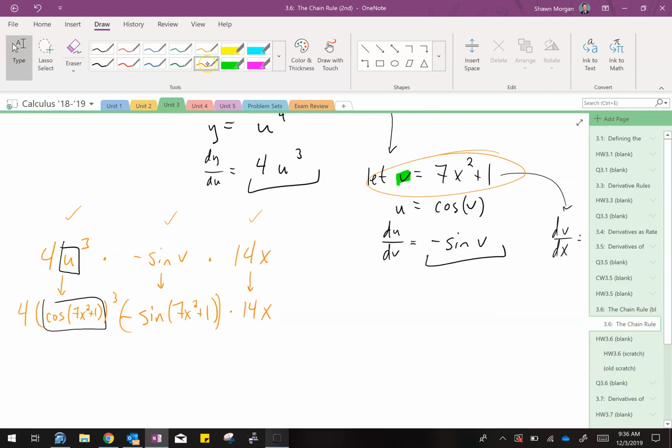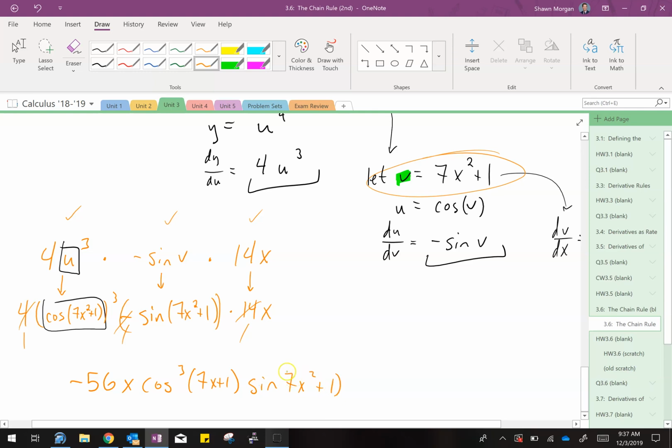And we need to clean our answer up, and I'm kind of thinking that some of y'all might have already done this. We've got a 4, we've got a negative sign, and we've got a 14. Let's put all that together. 4 times 14, would that be 56? So we're going to have a negative 56. So I got my 4 out of the way, I got my negative out of the way, and my 14 out of the way. Let's put an x there. Let's do cosine cubed, 7x squared plus 1. And then let's do sine 7x squared plus 1. And that would be the most succinct way of writing up our answer for the derivative of that function.